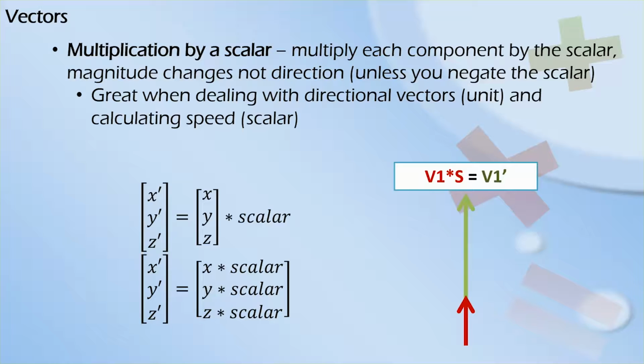Well, that's not true. If you multiply by a negative value, you're inverting the direction, okay? That's the only time it comes into play. Otherwise, if they're positive values, it's not changing the direction, just the magnitude. So here we have our X, Y, and Z values. We multiply that by a scalar, let's say 2, because we want to make it twice as long. X prime, Y prime, and Z prime are now going to be 2 times the X, 2 times the Y, and 2 times the Z. Simple, easy. This is used all the time when you want to do things like velocity or speed.